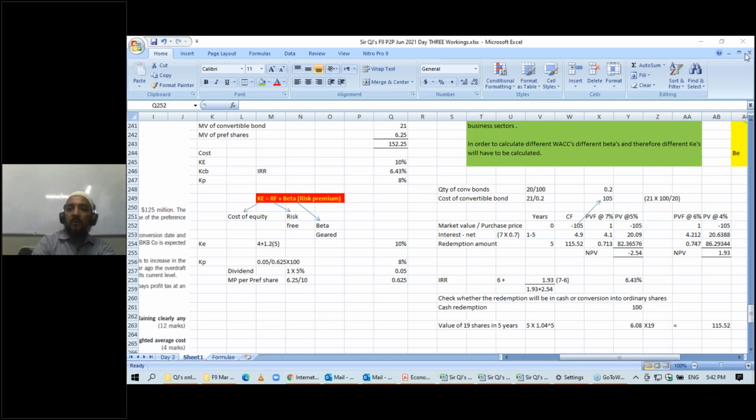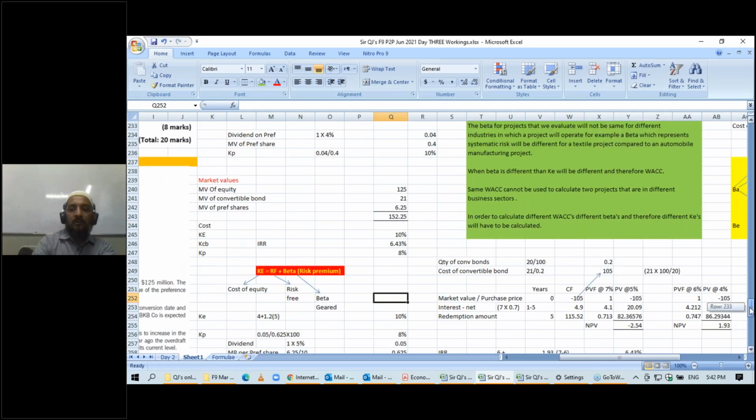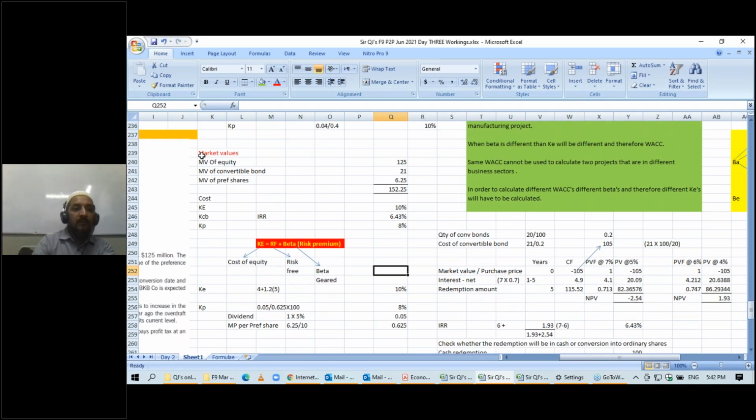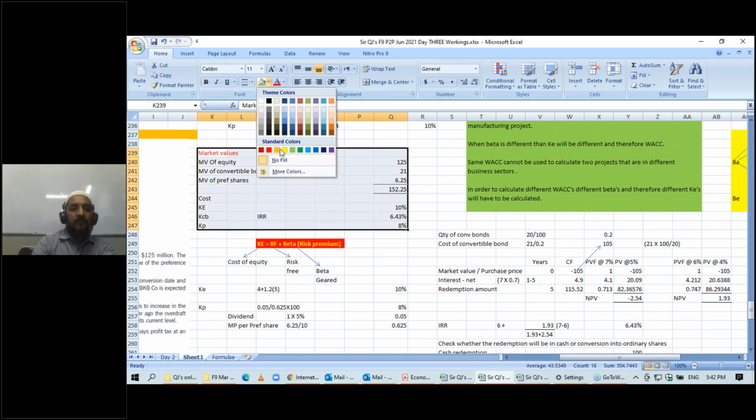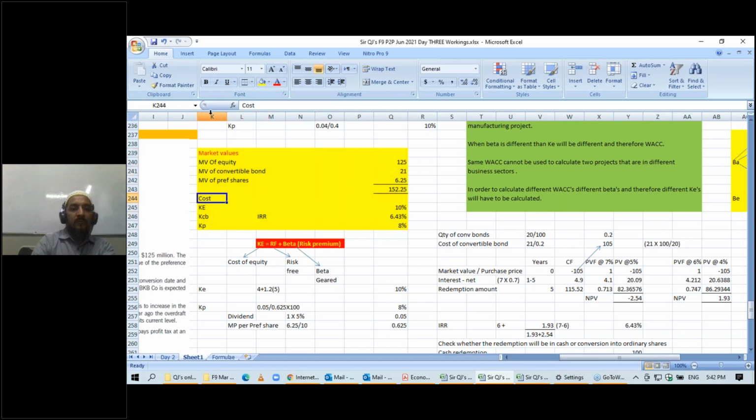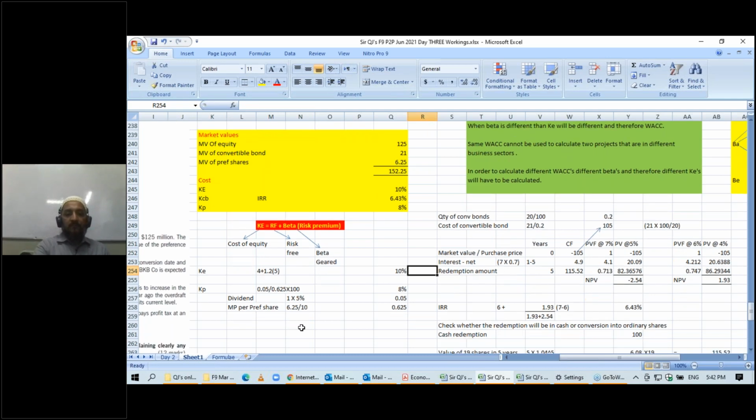Let me show you the workings again, the values again. I'm shading the summaries of the main values in yellow for your view. The market values and the costs which we have calculated are as follows. And now we are in a position to calculate the WACC of this question. Let's calculate the WACC.